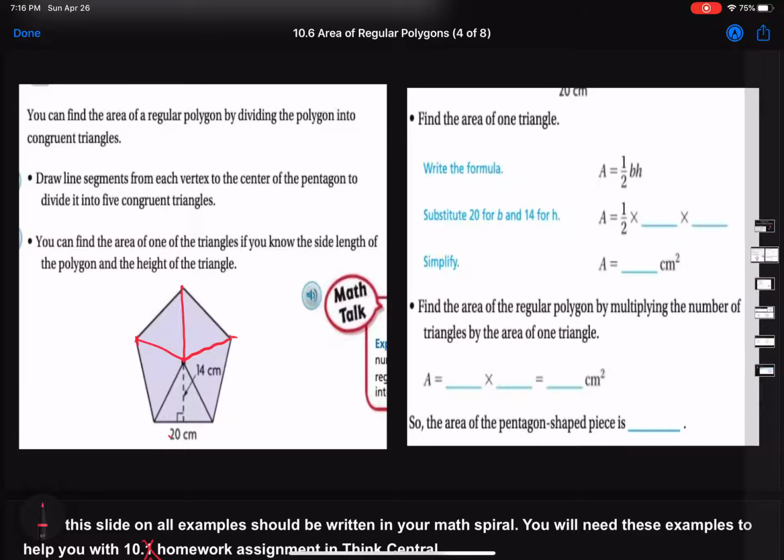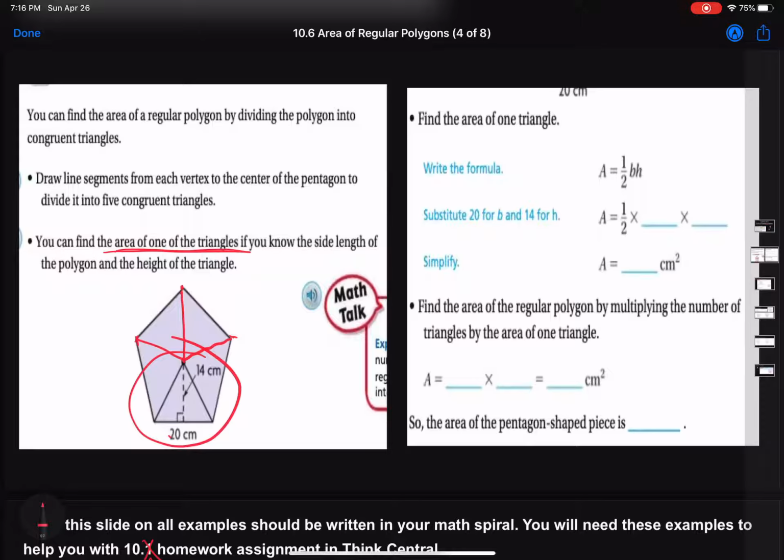Now you just have to find the area of one triangle first. That's not the last thing you're going to do, but that's the first thing you need to do. So you take the info they give you in this triangle, and we're going to find the area of that triangle with the base of 20 and the height of 14 centimeters.